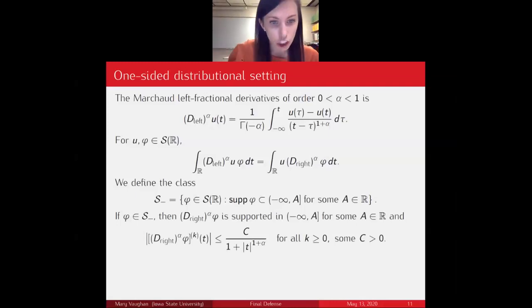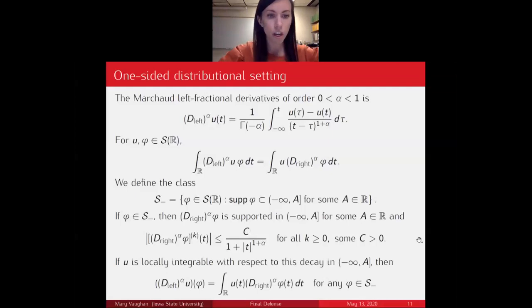Moreover, the right fractional derivatives satisfy this decay. And so if u is a locally integrable function with respect to this decay from negative infinity to a for all a, then the left fractional derivative is well defined in the sense of distributions, and the way it behaves is it acts on a test function by u integrating against the right fractional derivative. And so this gives us this one-sided distributional setting for our fractional derivatives.